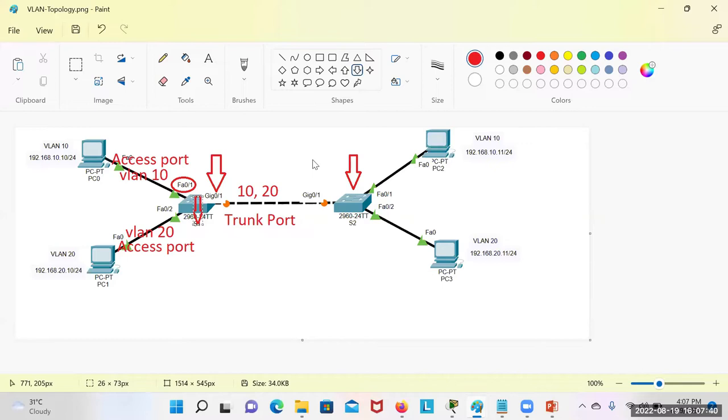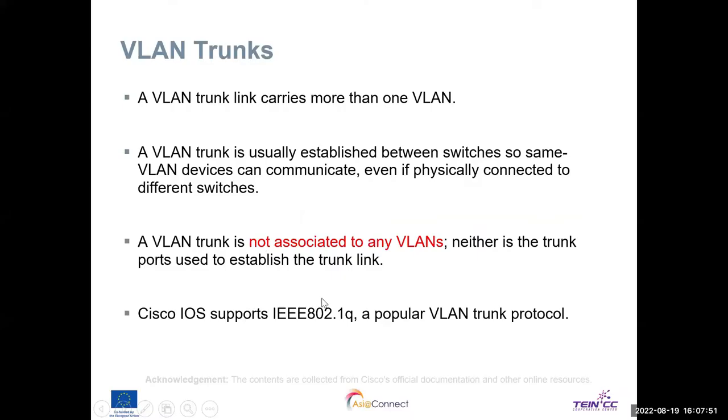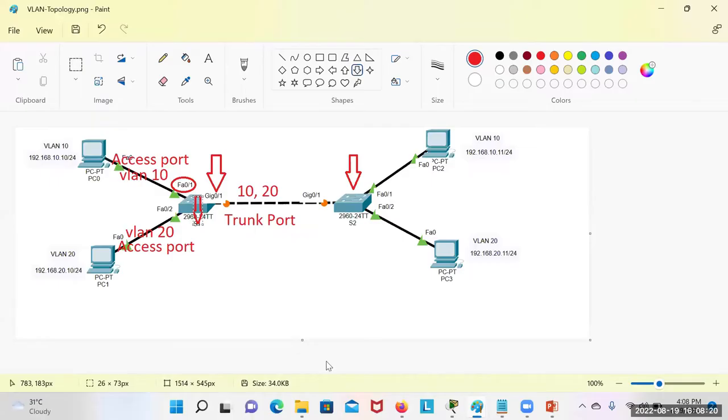A trunk port is not associated with any VLAN. That means it is not for any one VLAN. Rather, it is associated with all the VLANs. Another thing is the trunking protocol. There is a popular trunking protocol used for communication through the trunk port, and you have to know it: IEEE 802.1Q. This is a standard trunking protocol used by Cisco and other devices. Since we are using Packet Tracer, this protocol is needed for trunking. For communication between these trunk ports, we need the 802.1Q protocol.